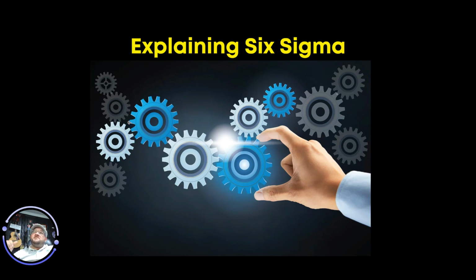Six Sigma is a methodology that aims to improve processes by systematically identifying and reducing variations and defects. Originally developed by Motorola in the 1980s, Six Sigma has been widely adopted by organizations around the world, including companies like General Electric and Ford Motor Company. The term Six Sigma refers to a level of quality that results in only 3.4 defects per million opportunities.